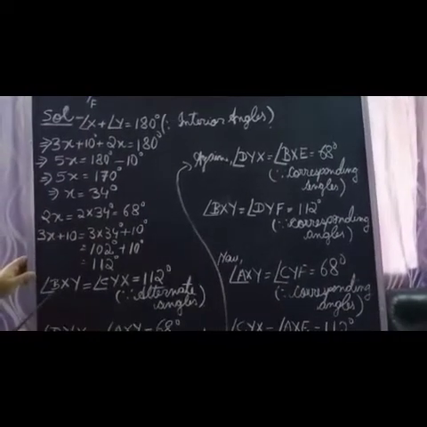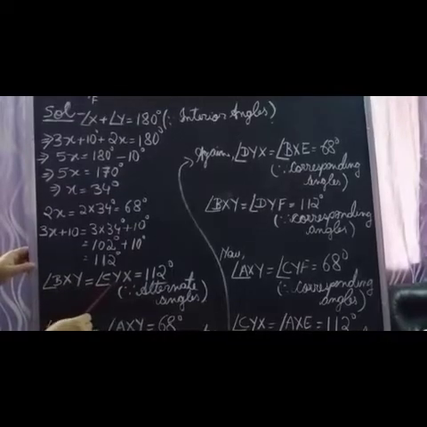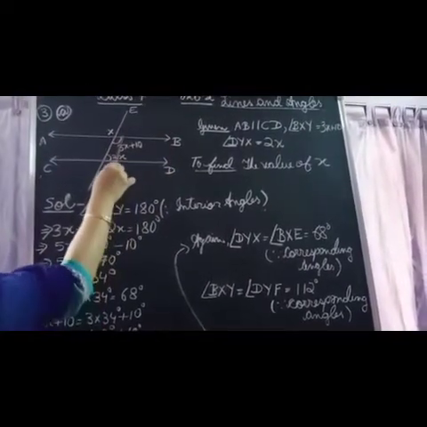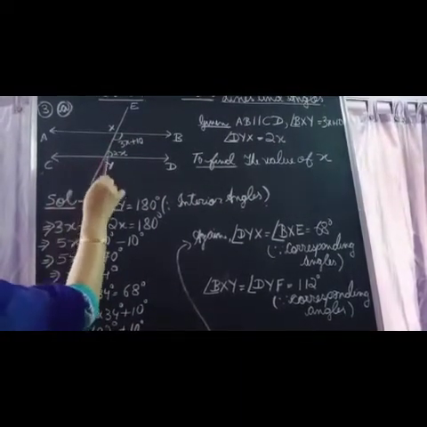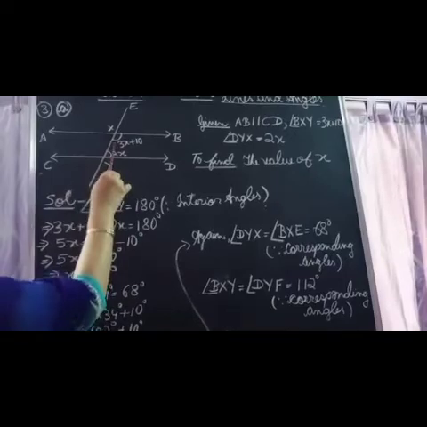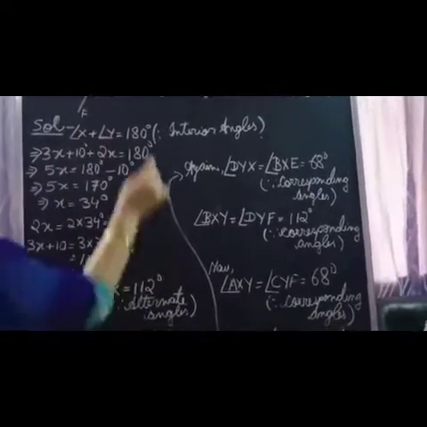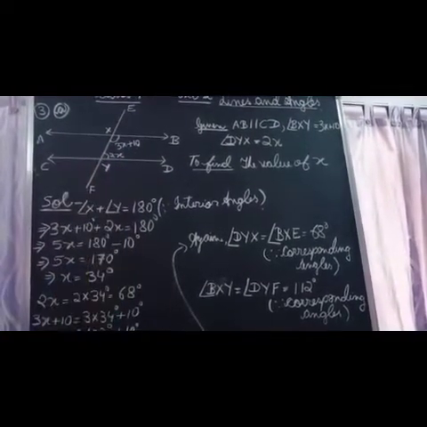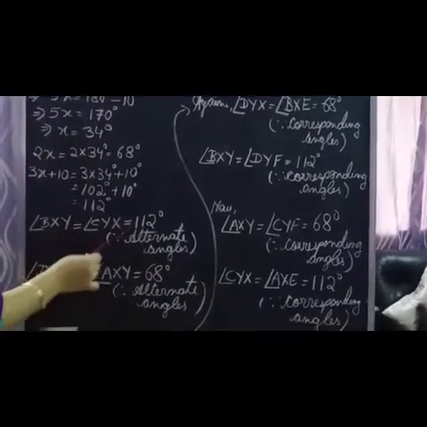Now see children, angle BXY is equal to angle CYX. Let us find out. BXY, this angle is equal to this angle, CYX. Why? Alternate angles. So if this is 112 degrees, then this will also be 112 degrees. So I am even writing the reasons also why these are equal.